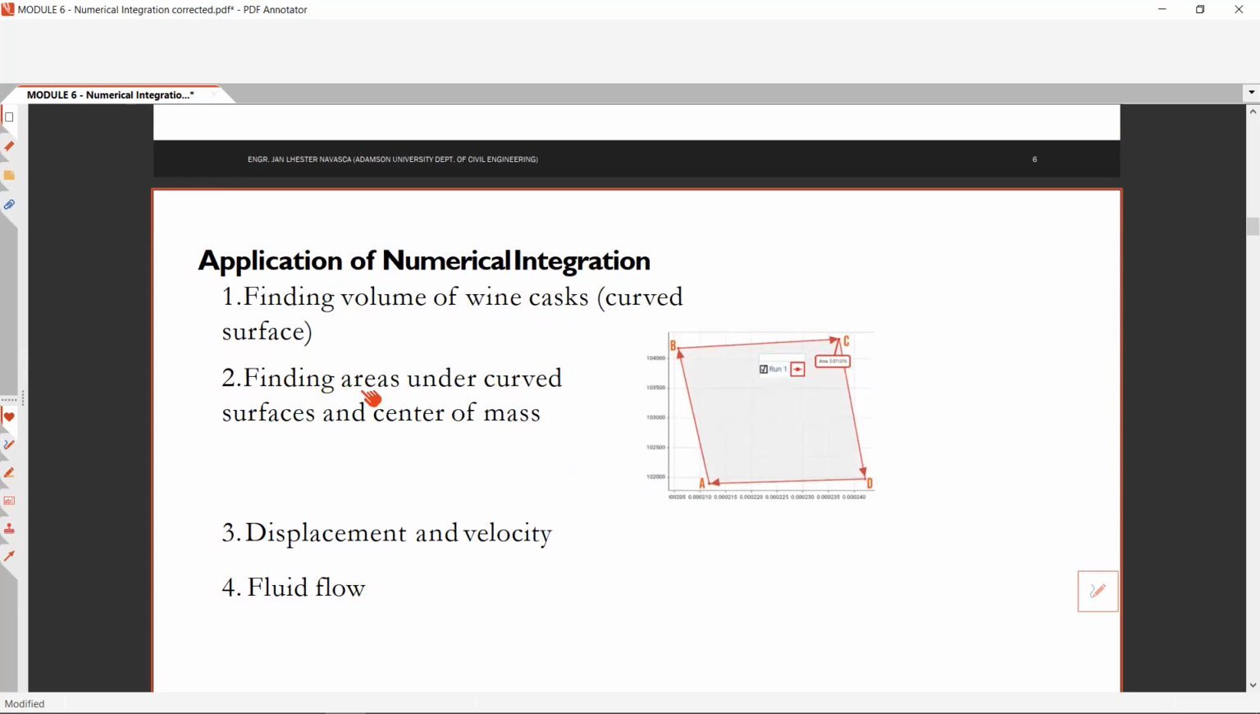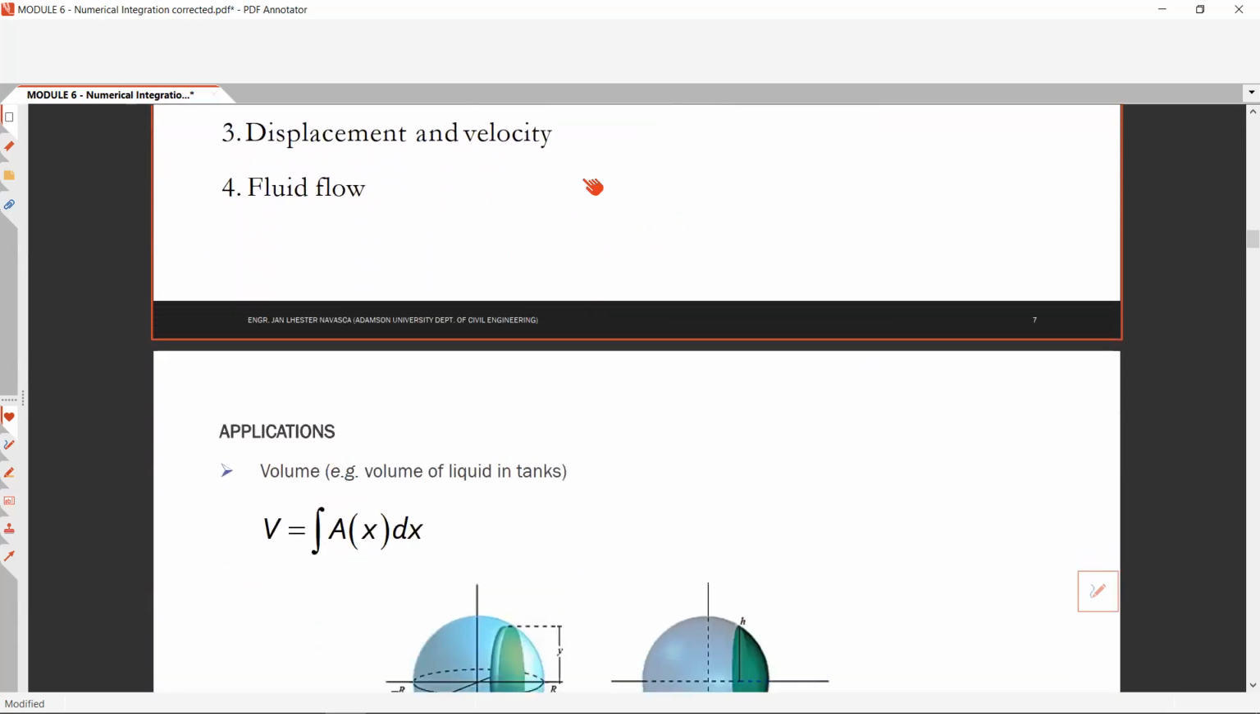Okay, next one is finding the area under the curve. Okay, or a center of mass. Okay, gagamitan rin ng numerical integration yon. Number three, we have the displacement and velocity. Finding the displacement, finding the velocity. Number four is find the fluid flow. Okay, so for example, this one, finding the area under the curve. We have a surveying. Yan, kunyari surveying. We have points and hanapin natin yung area. You can use numerical integration to solve for the area. Okay, so pwede rin yun.